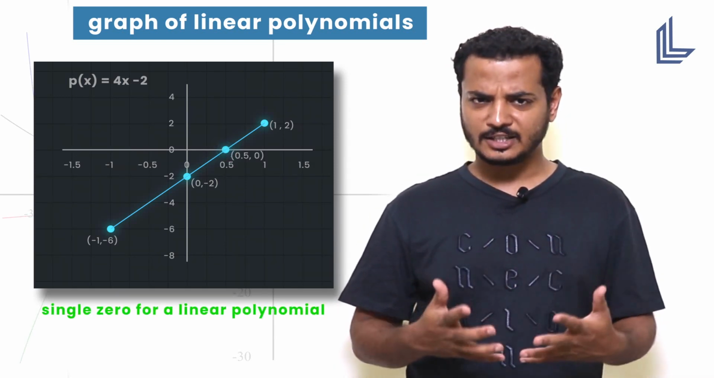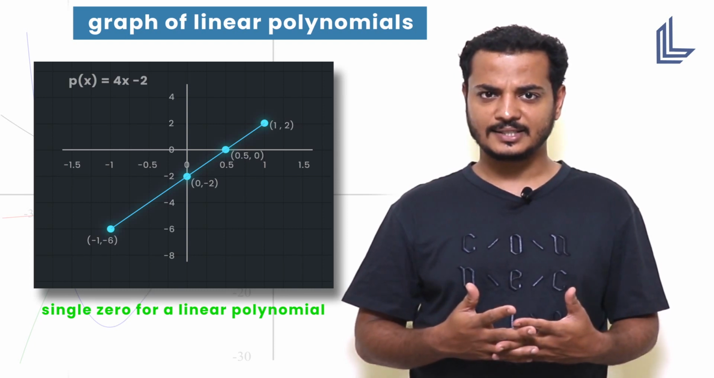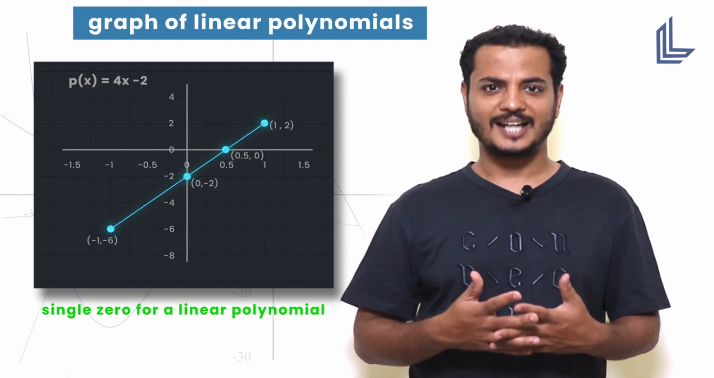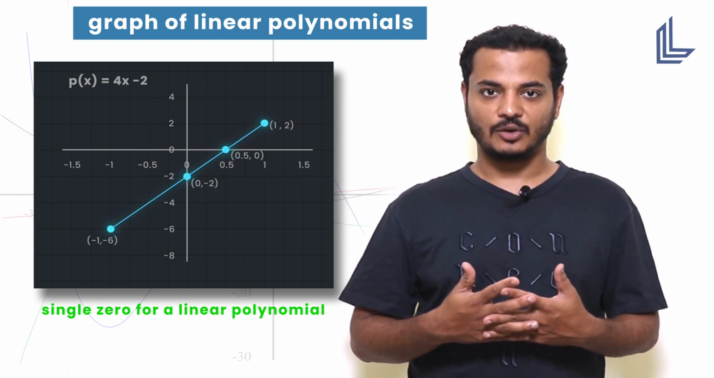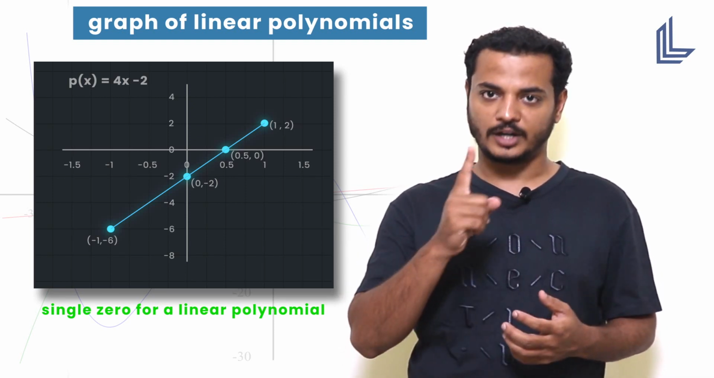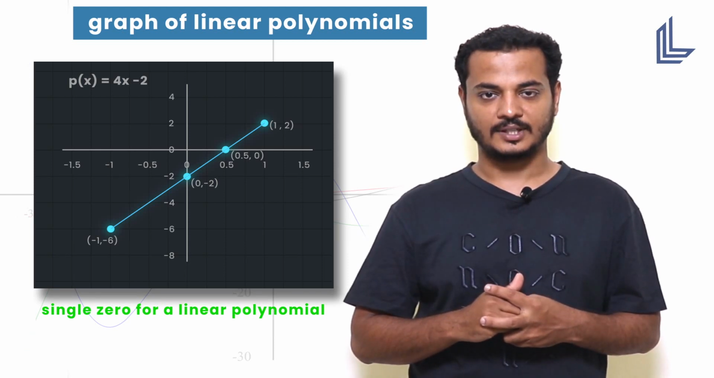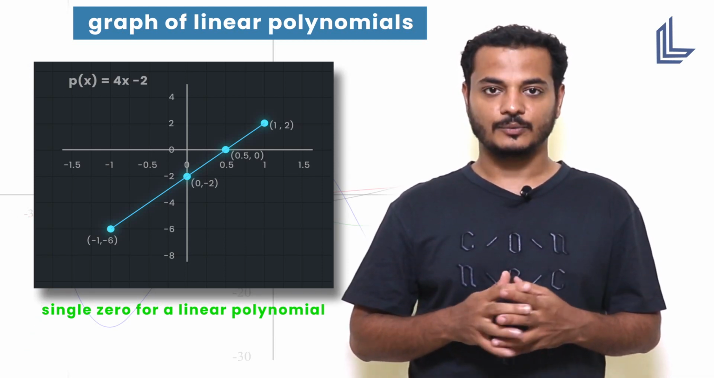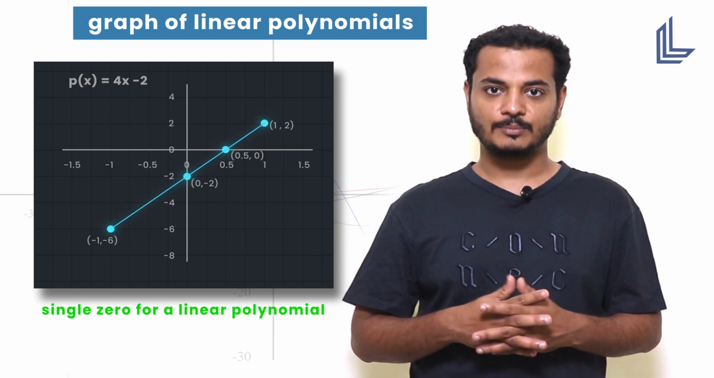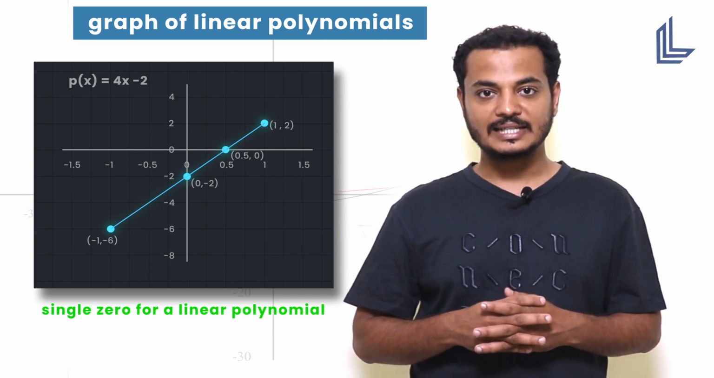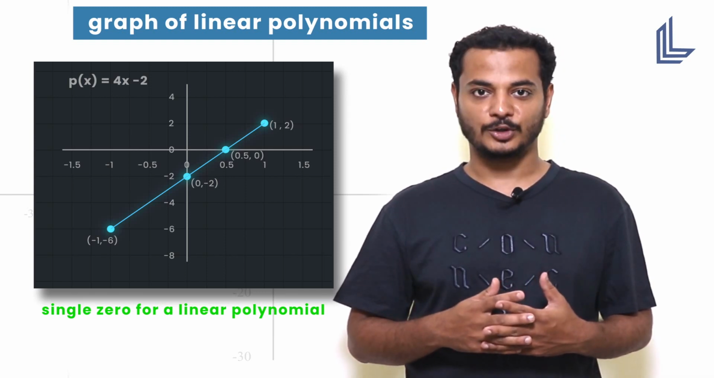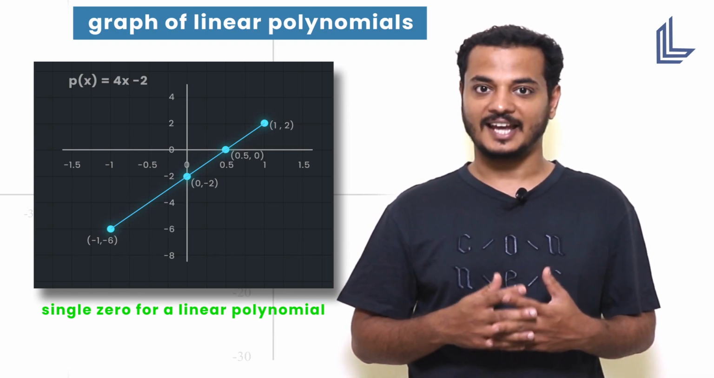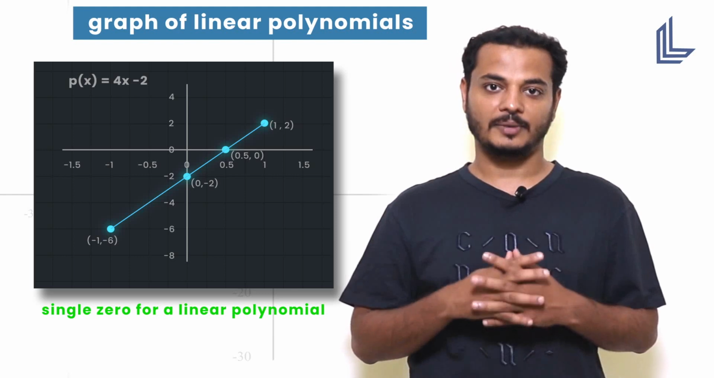Now, is there any other point through which the line cuts the x-axis? That's not possible, right? Because since this is a line, it can only cross the x-axis at one single point. Which means we can say for a linear polynomial, there will be a single 0. We just found out the 0 of the polynomial 4x minus 2 as x equals half geometrically.